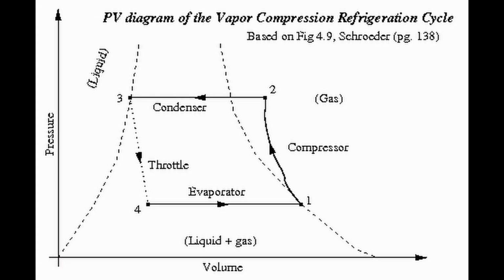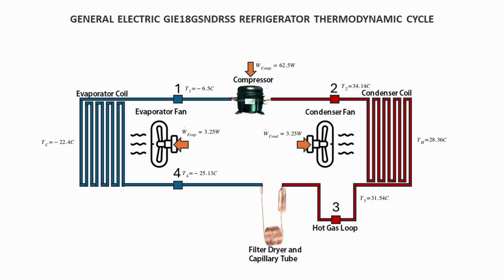For this refrigeration cycle, I will be using this model. This is a simple vapor compression refrigeration cycle on a PV diagram. We are assuming that state 1 is a saturated vapor and state 3 is a saturated liquid. I made this diagram of the whole cycle that shows everything in clear detail.